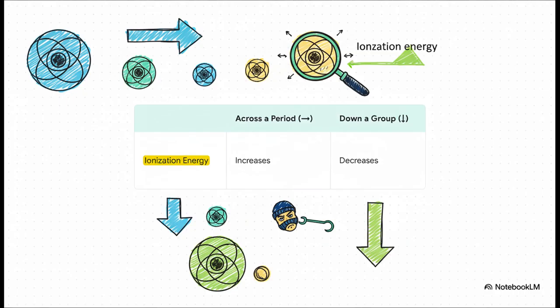As you go across a row, the atoms get smaller and their grip gets tighter, so the ionization energy goes up. As you go down a column, the atoms get bigger, that outer electron is miles away from the nucleus, and it's way easier to steal, so ionization energy goes down. See, it makes perfect sense.